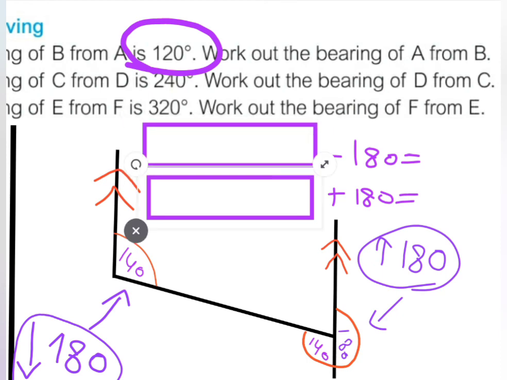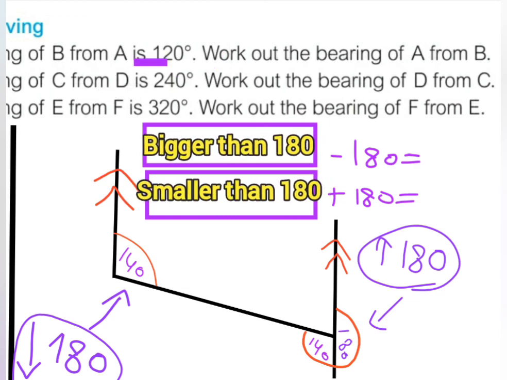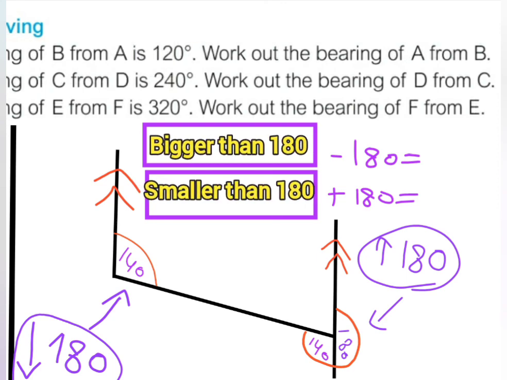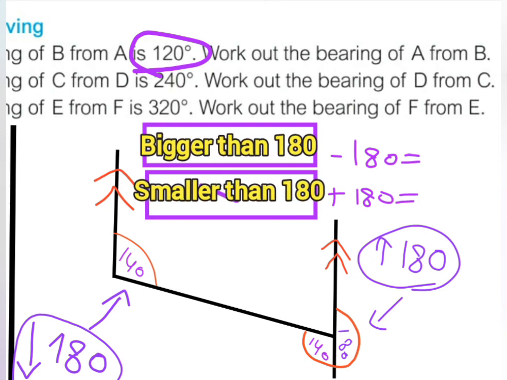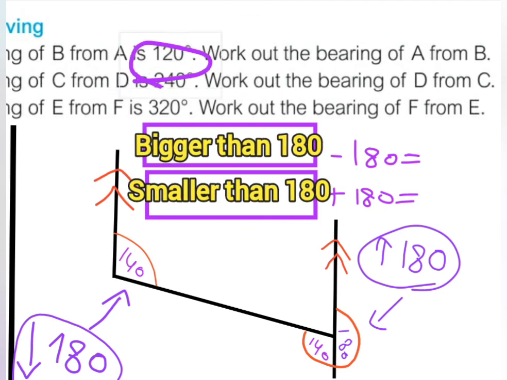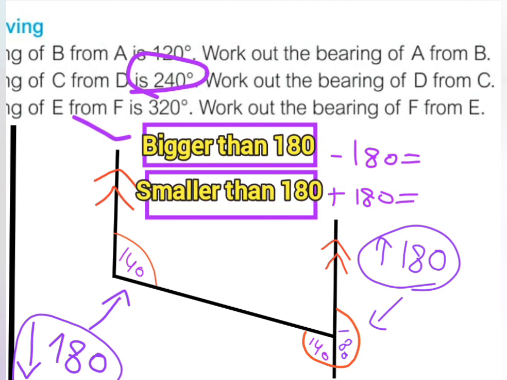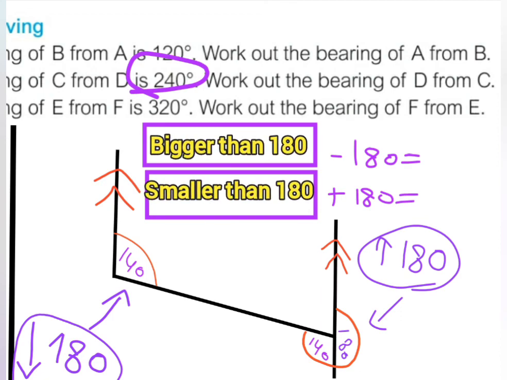This is the rule of finding the bearing using easy methods. So to find the bearing of an angle or point, if it's smaller than 180, what do you do? You add 180 to it here. Okay? If it's bigger than 180, you subtract 180 from it. That's it. And this is how you answer a question like this.